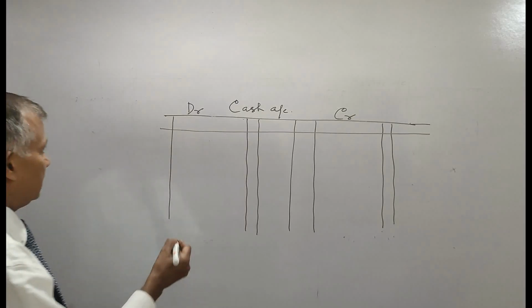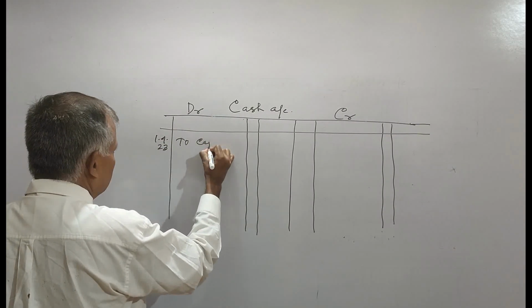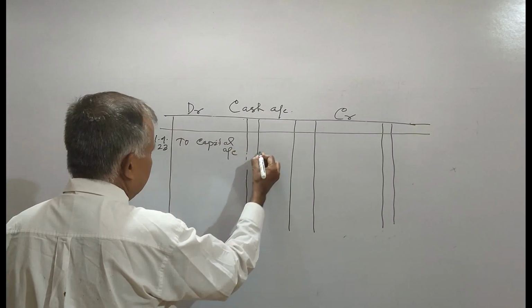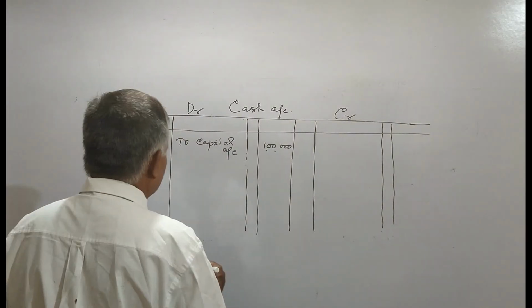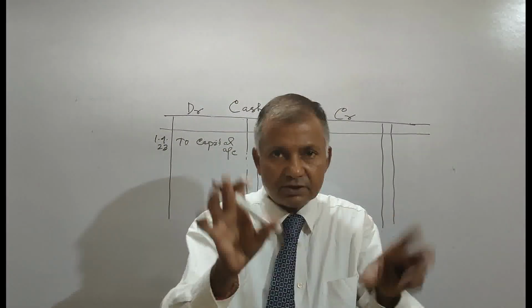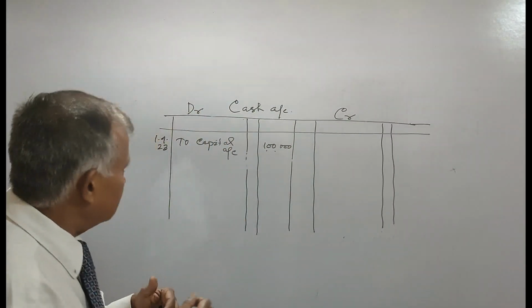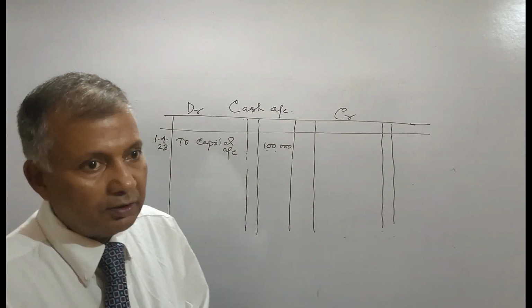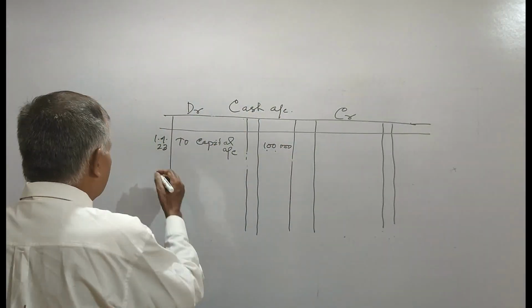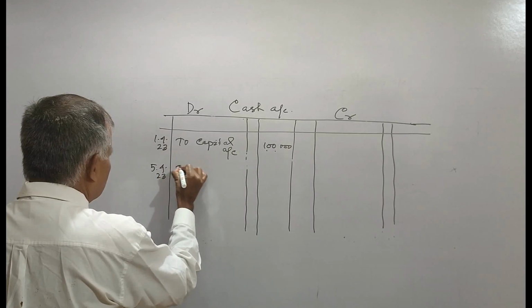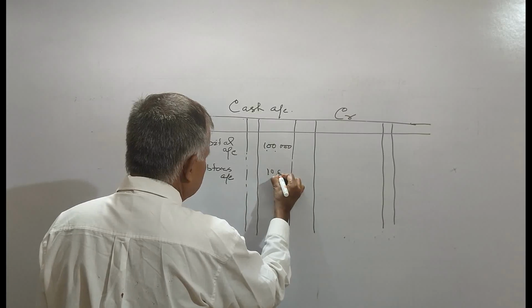Suppose business started with cash. I am taking this to capital. Cash account debited to capital. Business started with cash, right? Then again, suppose amount received from the customer, rupees 10,000. So business is getting amount. So cash account is debit because the amount is coming to the business. So cash account debit to debtor or customer. So to debtor's account, say 10,000, this is an example.